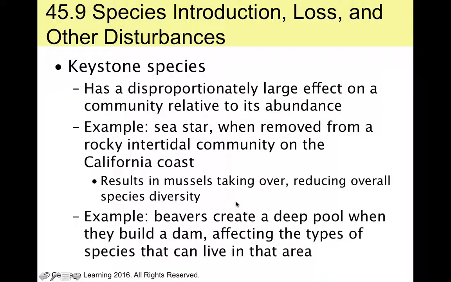It's succession. So species can be introduced into an area. Species can be lost from an area. And those can have huge changes on the community. And one example of this is what's called a keystone species.